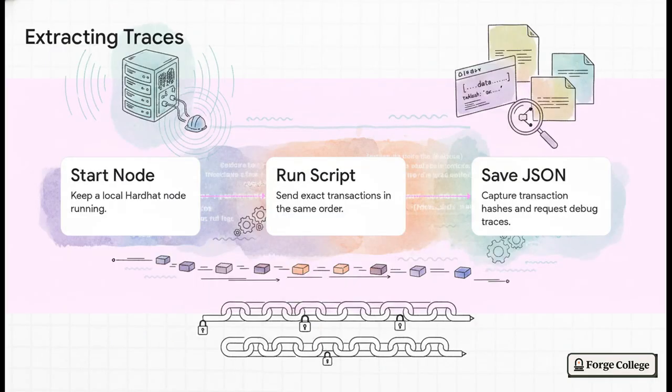Extracting this trace is really just a mechanical process, but honestly, it requires the discipline of a monk. First off, you start your local Hardhat node, and you keep it running. Second, you run a reproduction script that sends the exact same transactions in the exact same order every single time. And third, save those resulting traces as JSON files. You grab the transaction hash, request a debug trace using your RPC provider, and save it down. Reproducibility is absolutely your highest priority here, no exceptions.